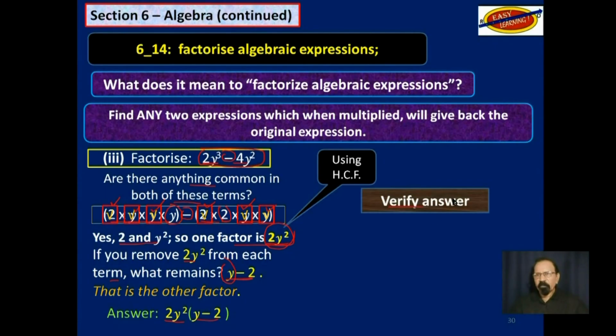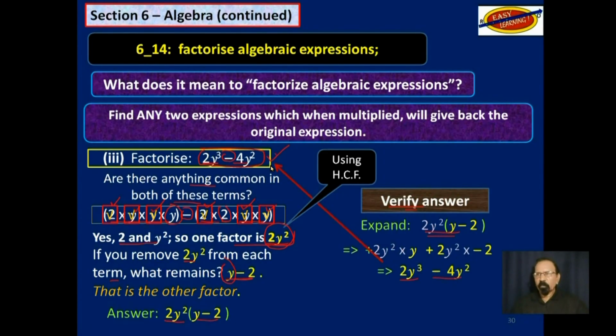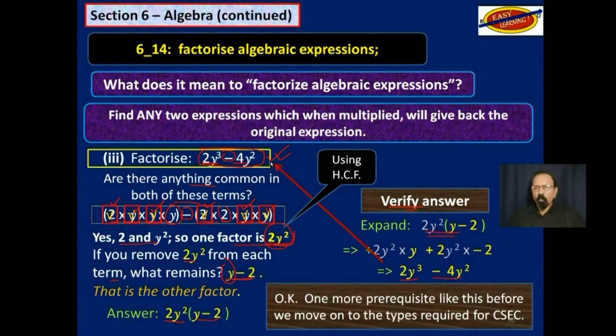We can verify our answer. If we expand this, will we get back what we began with? Yes, 2y cubed minus 4y squared, which is exactly what we began with. Okay, one more prerequisite like this before we move on to the types required by CSEC.